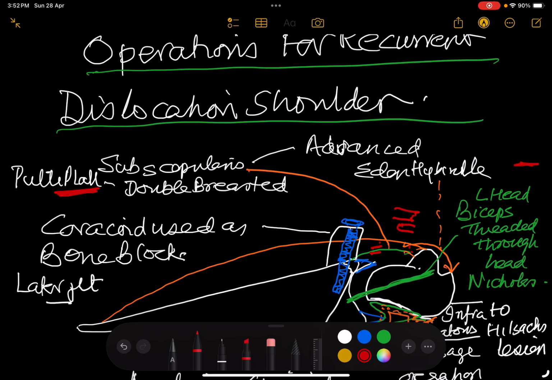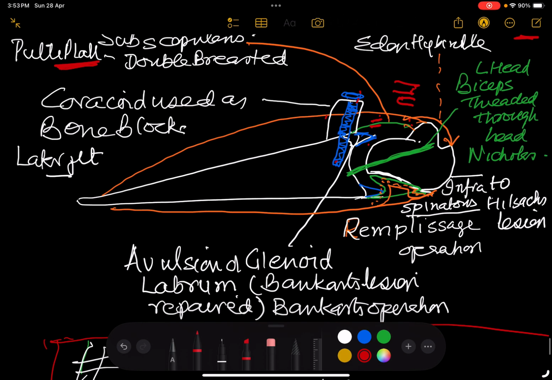Then you can screw the coracoid parallel to the anterior margin of the glenoid, so that it acts like a bone block and will prevent a recurrent dislocation. Thirdly, you can repair the Bankart lesion, the avulsion of the anterior margin of the glenoid from the anterior margin of the scapula. So that is called the Bankart's repair.